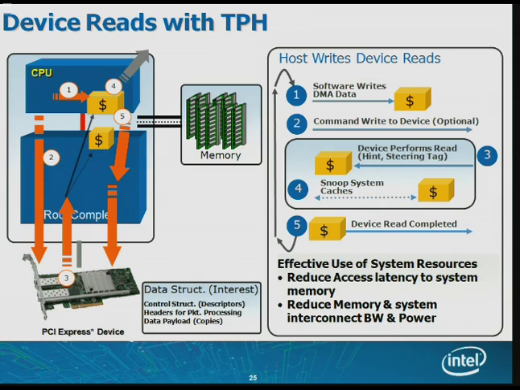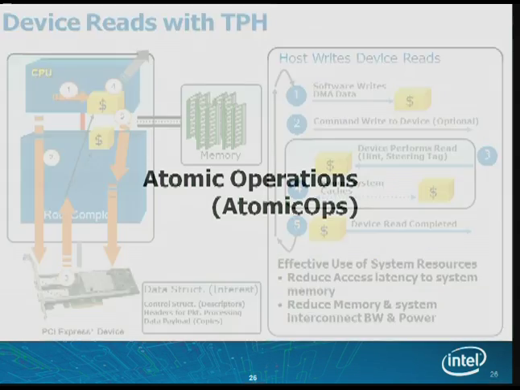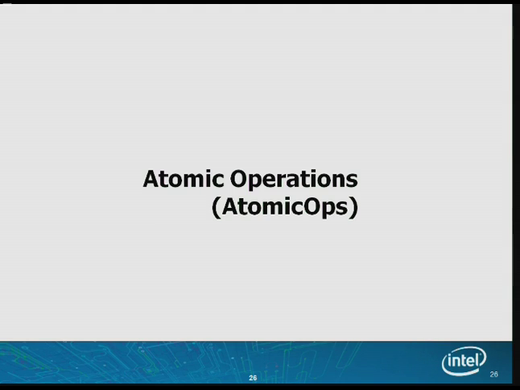So if we contrast that with the optimized flow where the device provides the hint, the entire sequence will be serviced out of the cache. There will be no memory transaction, and again, a reduction of memory and system interconnect bandwidth and power. In the backup section of the material that was provided, you'll find more details on the semantics of the hints. I was just trying to show in a very simple way the flows of data.